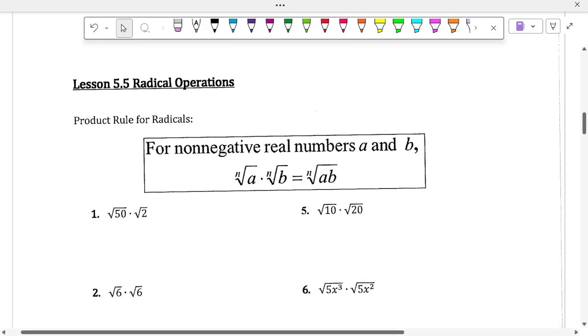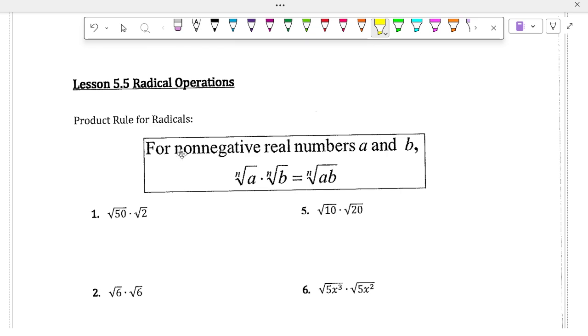So first off, we're talking product rules of radicals. Now, A and B have to be non-negative real numbers. As long as you're multiplying the same radical type by the same radical type, meaning square root times a square root, cube root times a cube root, fourth root times a fourth root, you can just combine them under one radical and multiply them together.